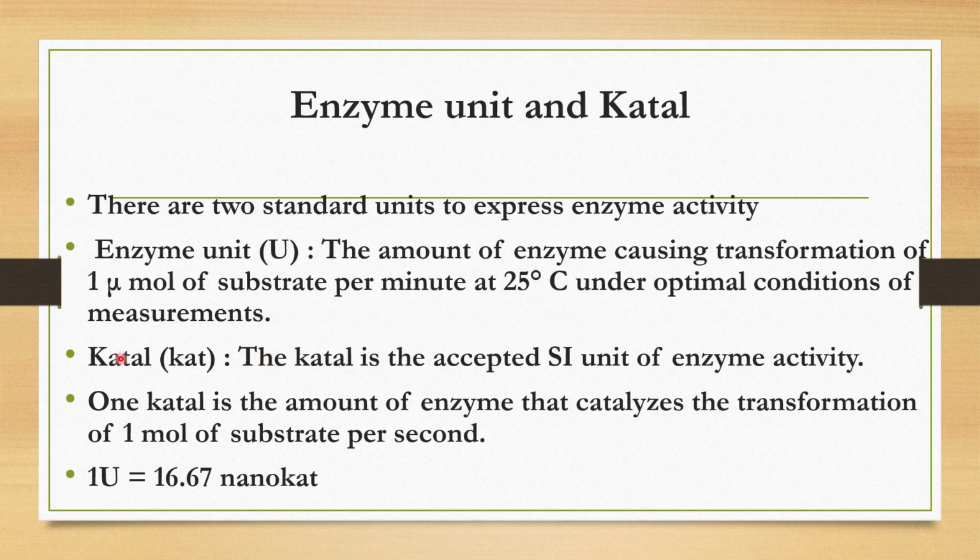The second unit is the catal, which is the accepted SI unit of enzyme activity. Now what is 1 catal? 1 catal is the amount of enzyme that catalyzes transformation of 1 mole of substrate per second. Now 1 unit is equal to 16.67 nanocatals.